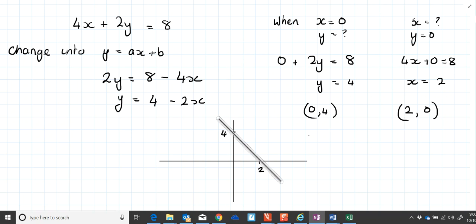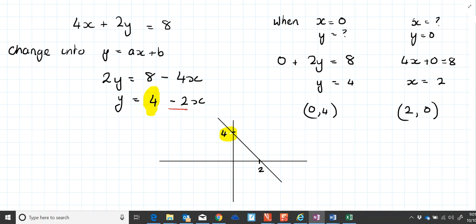So for the line y equals 4 minus 2x, you know that 2 goes on the x-axis and 4 is on the y-axis? No, so this one, because this is gradient intercept form, the intercept with the y-axis is 4. Okay, so that's my first point. And then the negative 2, what does that mean? That's the slope or the gradient.